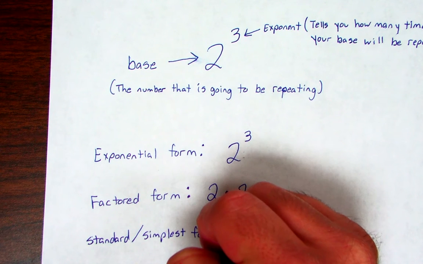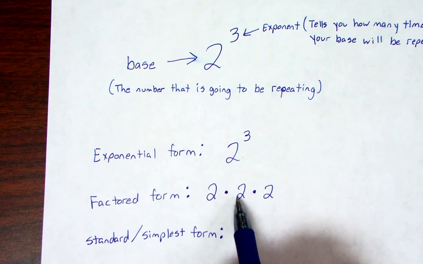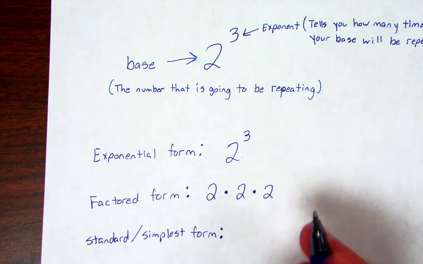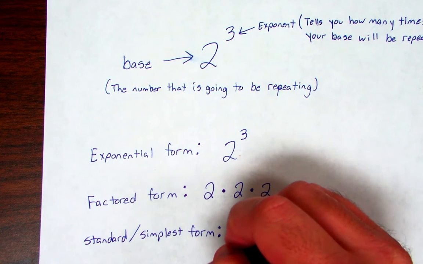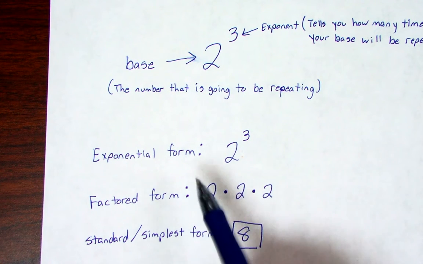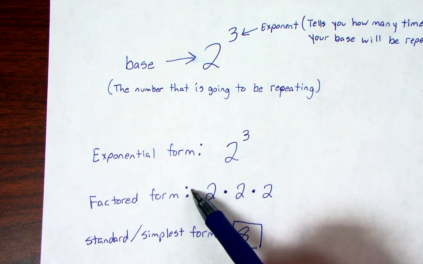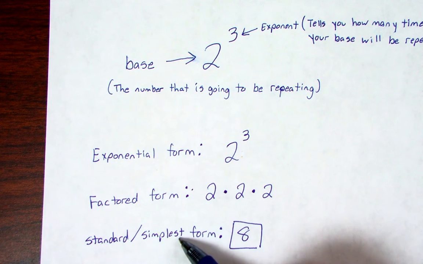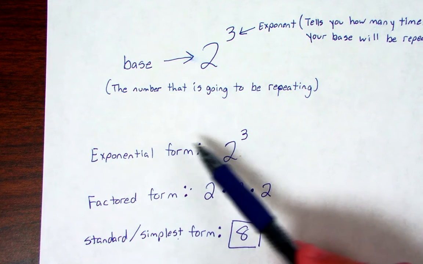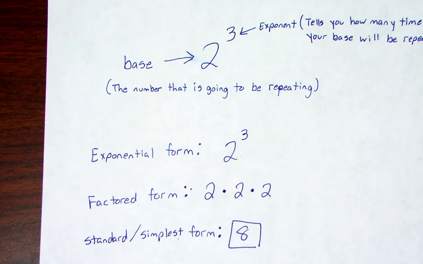This is where you got to do some math. 2 times 2 is 4. 4 times 2 is 8. So your exponential form is equal to your factor form, which is equal to the standard slash simplest form. All 3 represent the same thing here.